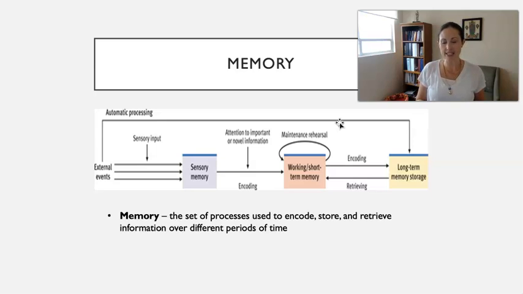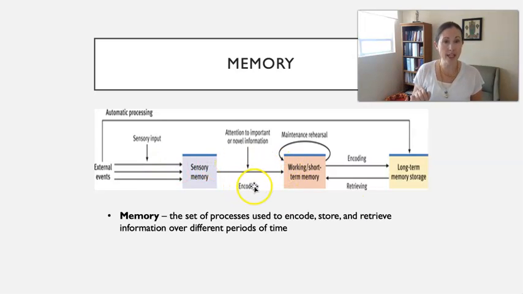For this, we are going to be talking about all the stages of memory. In general, memory is the set of processes used to encode, store, and retrieve information over different periods of time. And so the different stages we're going to talk about: sensory memory, that very initial stage, working or short-term memory, and long-term memory, and then the processes of moving between these different stages.